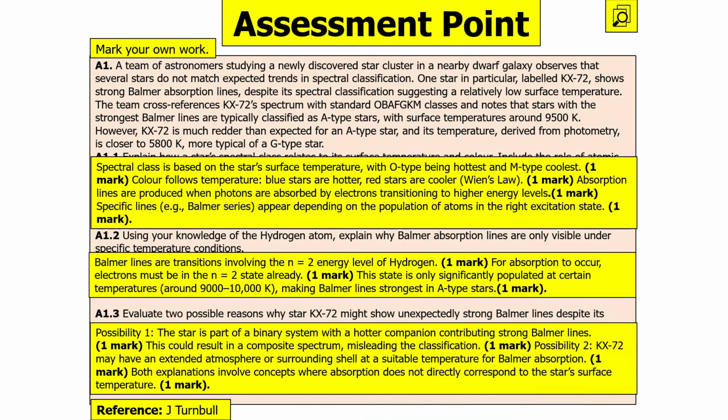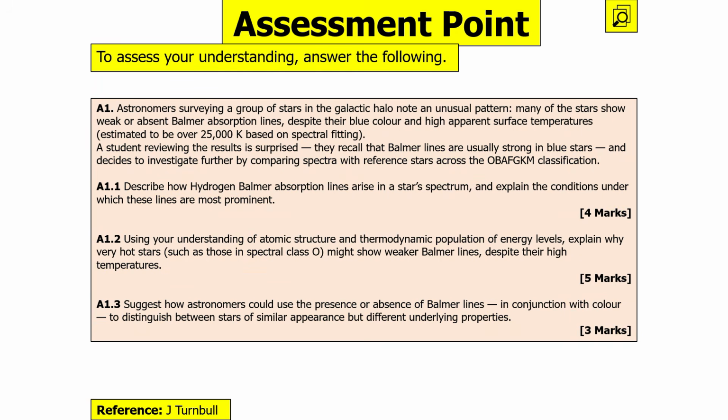Now, possibility 1 is that the star is part of a binary system with a hotter companion contributing some strong Balmer lines. This could result in a composite spectrum of the two, misleading the classification. Another possibility is that it may have an extended atmosphere or surrounding shell at a suitable temperature for Balmer absorption. Both explanations involve concepts where absorption does not directly correspond to the star's surface temperature, which is what the lines would show.